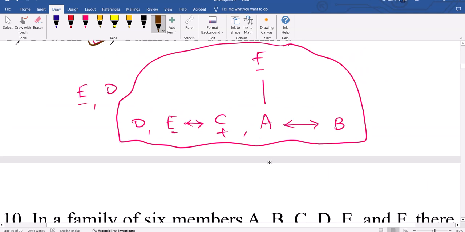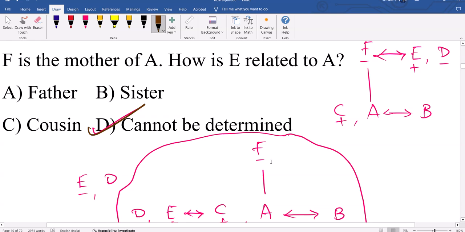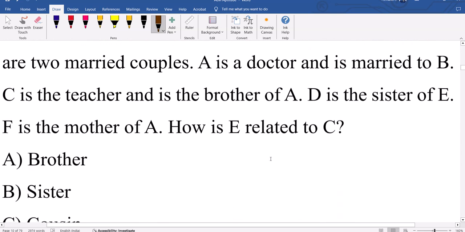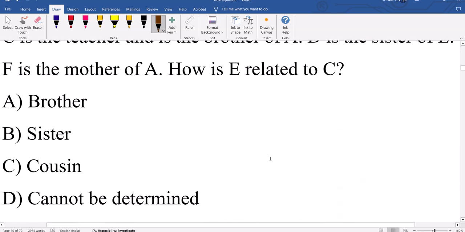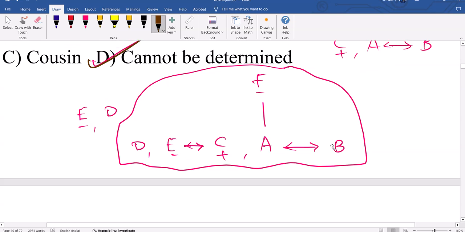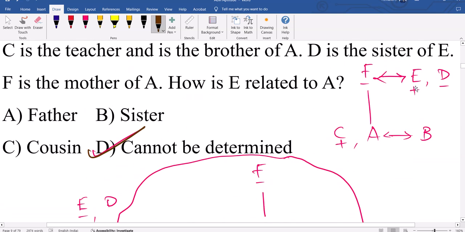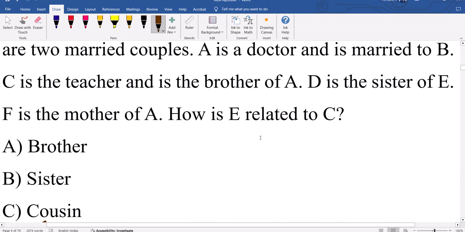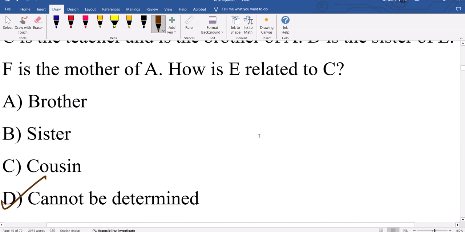Next one, how is E related to C? E related to C also cannot be determined because there are two chances. E is wife of C. Here E can be father of C. Two possibilities. Again, for the next question, how is E related to C? We go with cannot be determined.